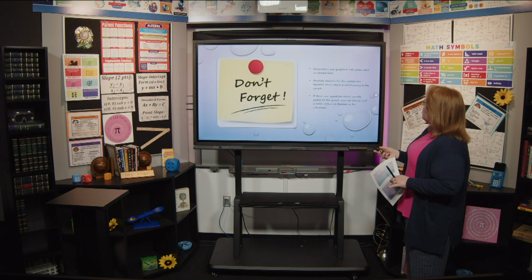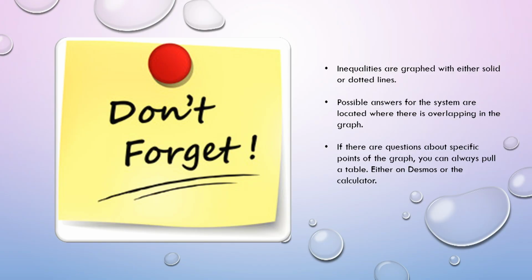All right, so let's go and see what we've got. We don't want to forget, inequalities are graphed with either a solid or dotted line, like we talked about. Possible answers for the systems are located where there is overlapping in the shading on that graph. And if there are questions about specific points of our graphs, I can always either pull a table, and we learned how to pull a table with Desmos or our calculator, or I can just put it on the graph and label it. And either Desmos or our calculator will help us with all of these. So we have multiple tools in that toolbox that will help us answer these questions.